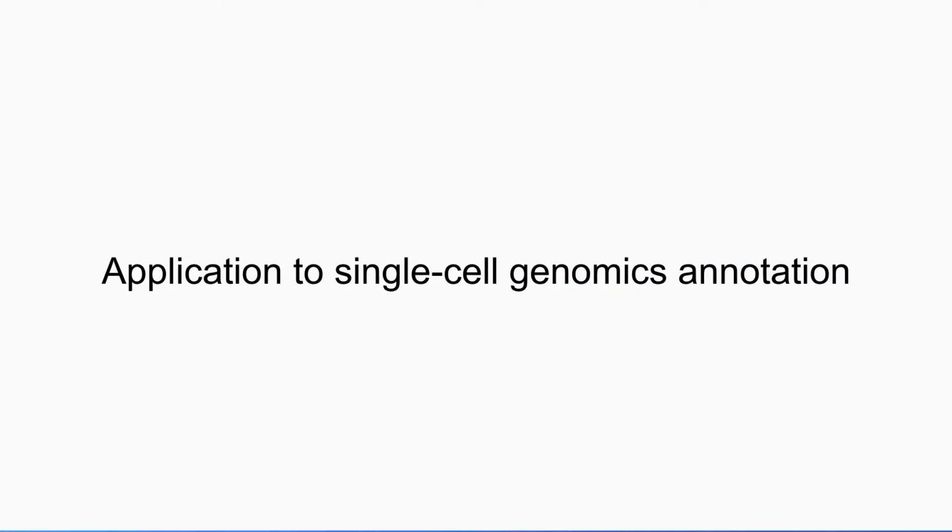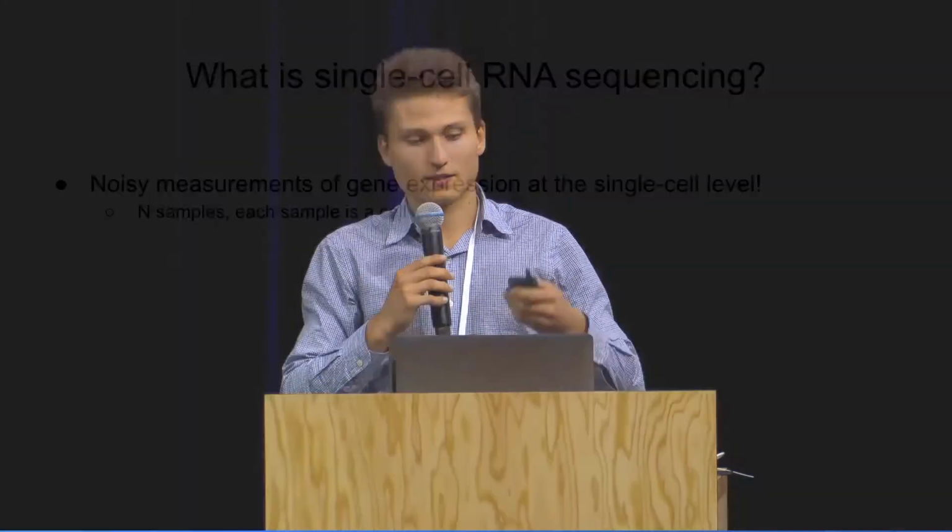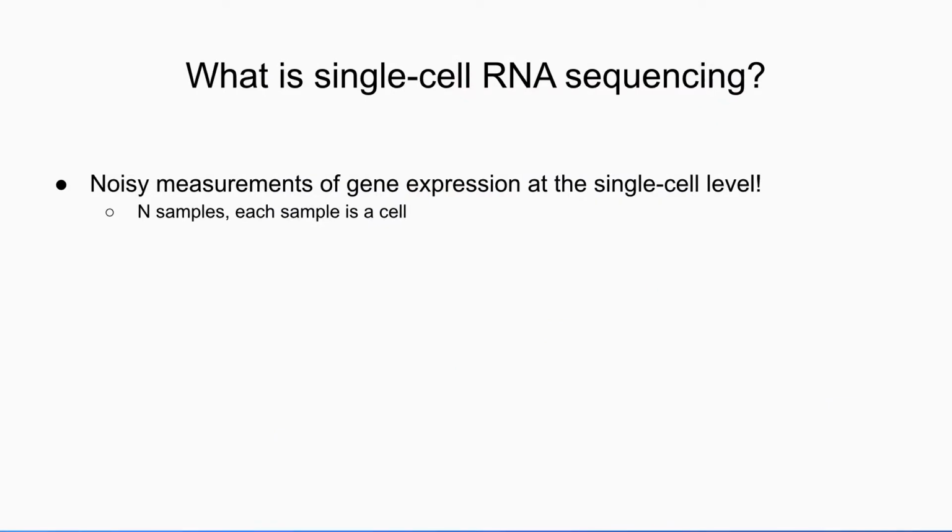So now we're going to see an application of this model in single-cell genomics annotation, and more specifically in single-cell RNA sequencing annotation. So first, just a quick explanation of what is single-cell RNA sequencing and why we do machine learning with it. It's a new technology, a big breakthrough in biology that allows us to get noisy measurements of gene expression at the single-cell level. What that means is that we've got n samples, where each sample is a cell, and for each sample we've got G features, and each feature is a gene.